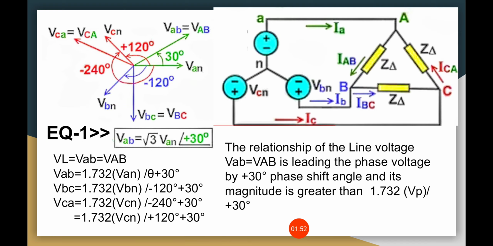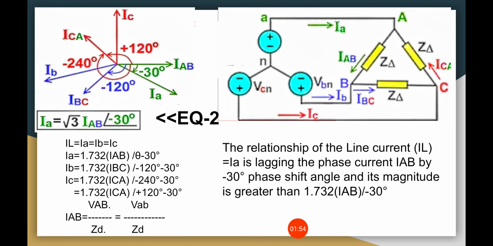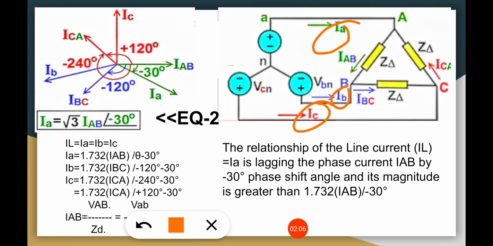Okay, next, let's go to the next one. What we have here is the line current. We are asked to find the line currents IA, IB, and IC, which are feeding the delta load. Now the line current IA is lagging the phase current by negative 30 degrees phase shift angle.